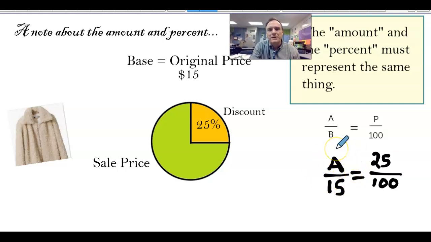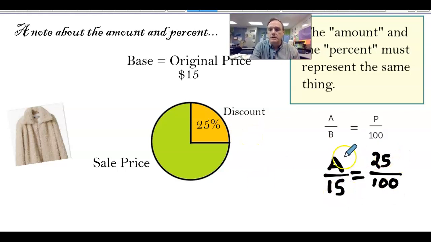What does the amount represent, though? Is it the sale price? Is it the discount? The amount's going to be a dollar amount, right? But what does it represent? Which one of these two? Well, we notice in our note right here that the amount and the percent represent the same thing. So if we're using 25%, which is our discount, then the amount that we find is going to be our discount amount. That's how much we get to save.